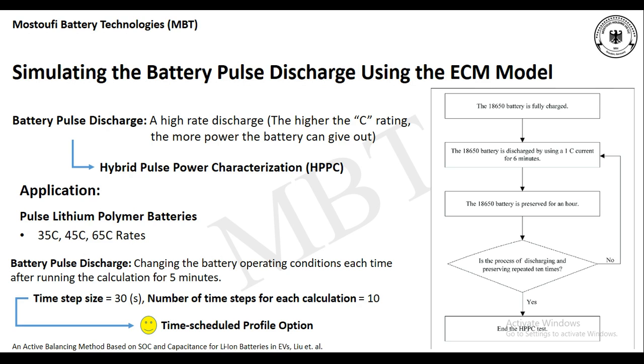In industrial level, a good example of battery pulse discharge would be in pulse lithium polymer batteries, which use high discharge rates as 35, 45 or 65 C rates.